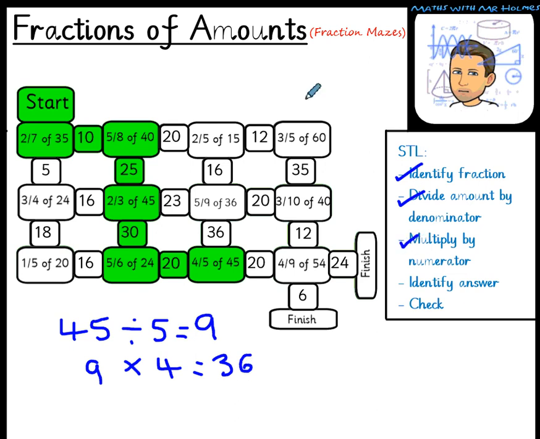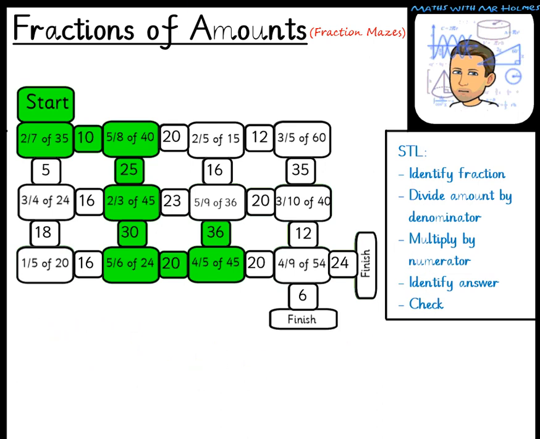Okay, let's go ahead and identify our answer. We said 36, so we can't go across. We were going up. And I'm happy it checked this time. So onwards and upwards to the next question. And that's 5/9 of 36. So 5/9 is my fraction. So 36 is my whole amount, and I'm going to divide that by my denominator, which is 9.